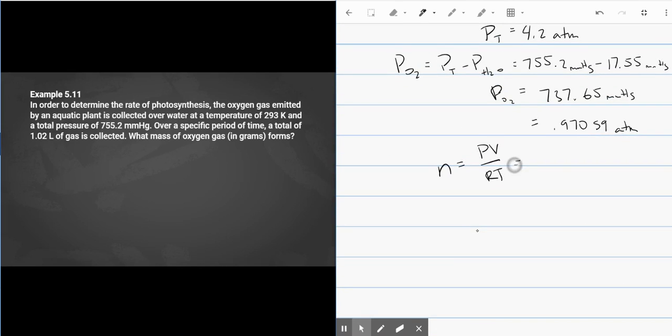The pressure is going to be 0.97059. The volume is 1.02 liters. And R is 0.08206. And then lastly, temperature is 293. I'm going to plug in so that we can finish this up without it shutting off. Sorry guys, bear with me for one second.